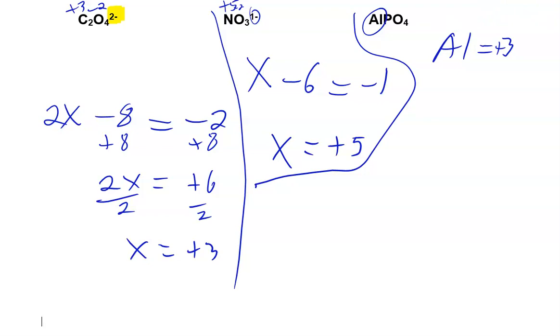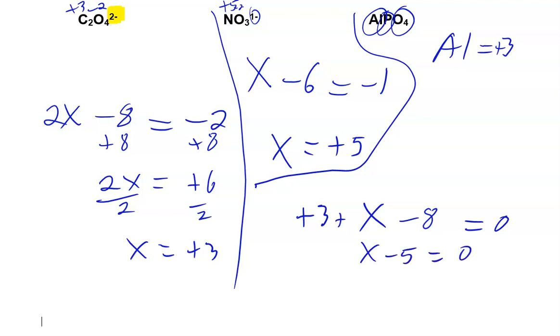Okay, keep going here. We're going to have the whole thing equal 0. We know the aluminum's a plus 3. We know that the oxygens are minus 2 each. Well, minus 2 4 times is minus 8. And we know that the phosphorus is unknown, so we call that X. So we're going to have X minus 5 equals 0, so X equals plus 5. So the phosphorus equals a plus 5, and the oxygen equals a minus 2.